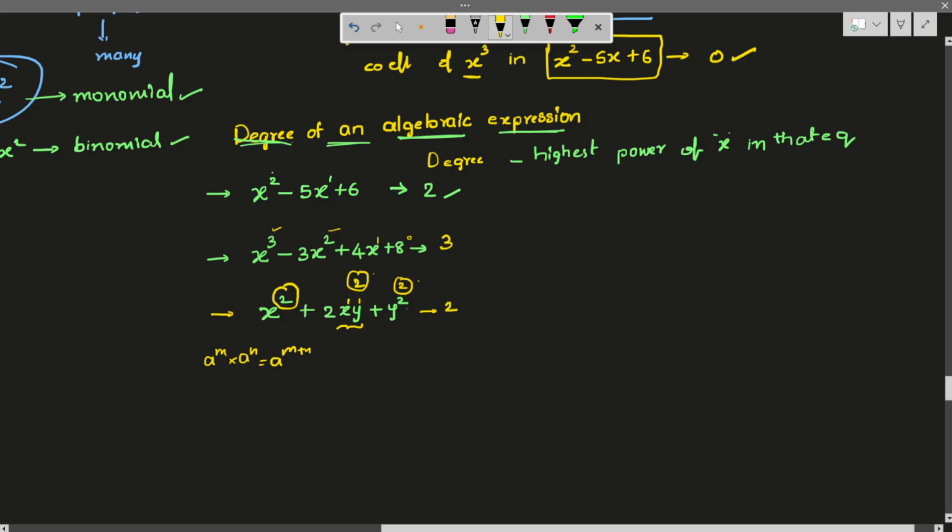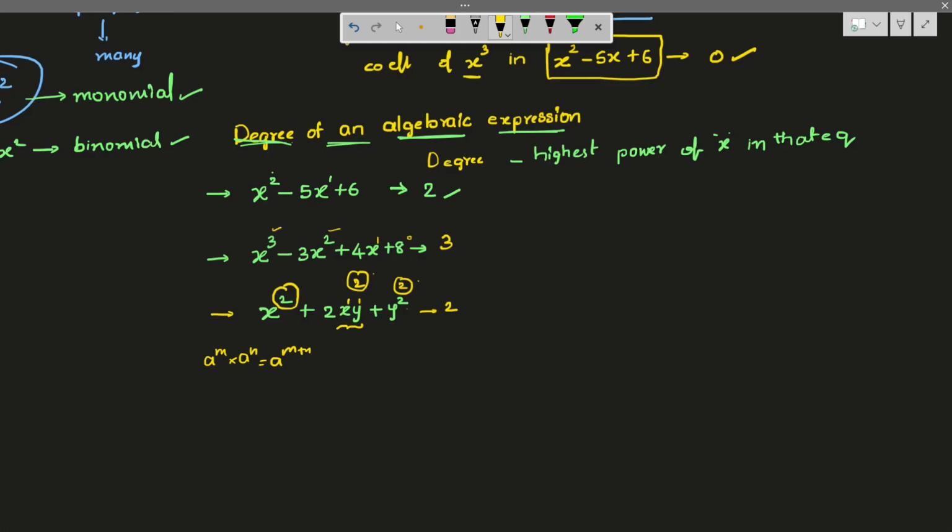I think now you got some clarity on what is a degree. Degree is simply the highest power of x in that equation. If the equation is in y, we should calculate the highest power of y. That's it.